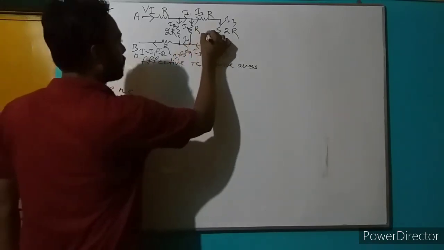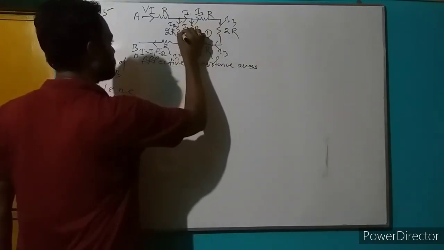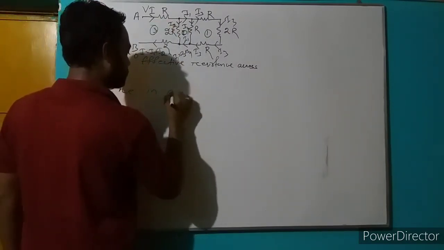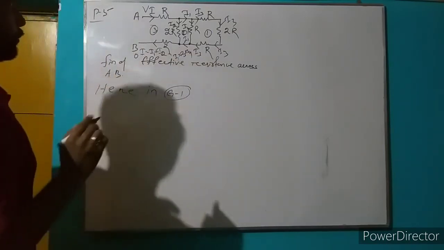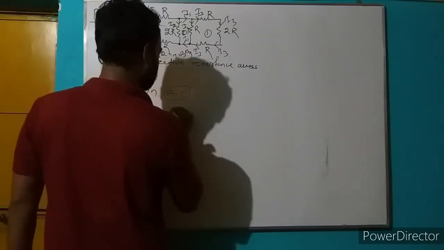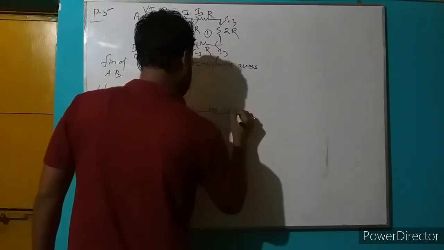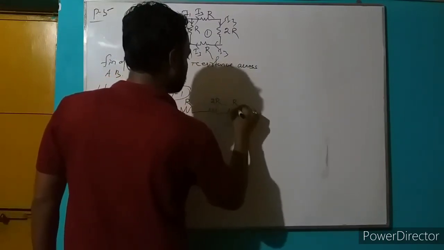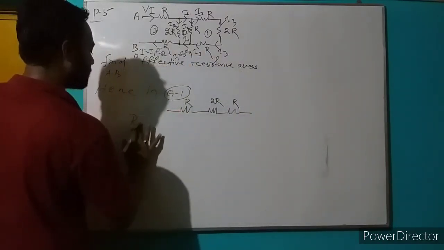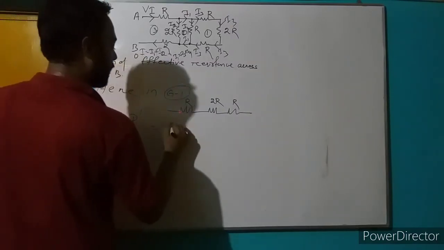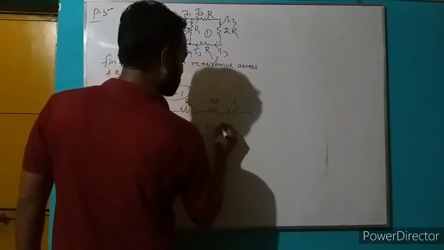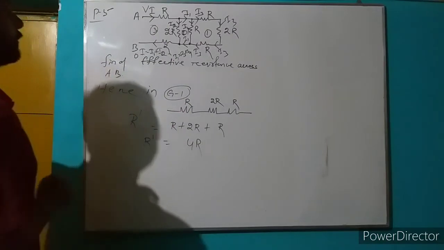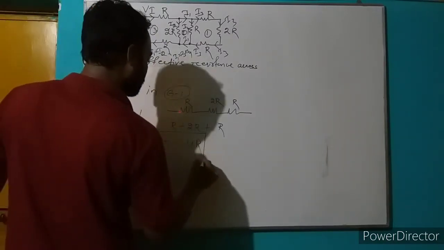Now we divide it into group 1, group 2, group 3. Here in group 1 the resistors are connected in series, so each resistor is in series: R, 2R, R. That means R effective, that is R prime, equals R plus 2R plus R, that is equal to 4R. So R prime is 4R.